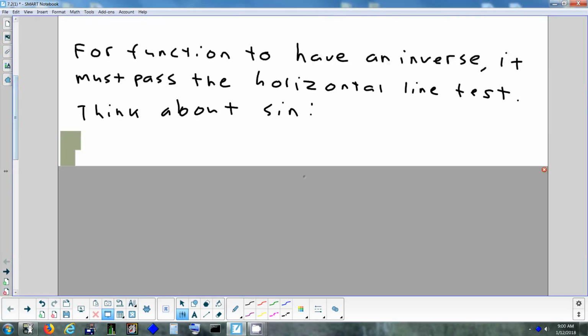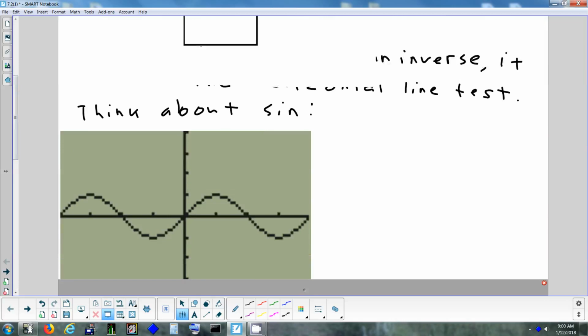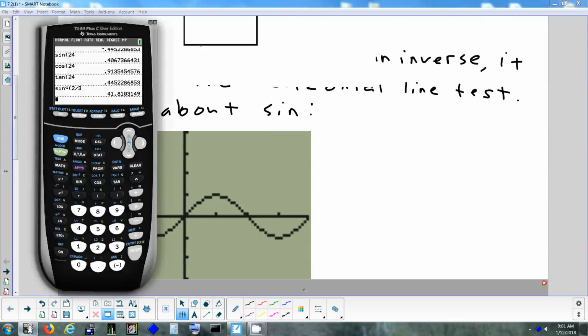Well, let's look at the graph of sine. Okay, there's the graph of sine. If I put a horizontal line on that graph, could it hit it more than once? Yes. So what that means is that if we do inverse trig and we look at the whole graph, technically there's more than one answer. There's an infinite amount of answers. Okay. Let me show you what I mean.